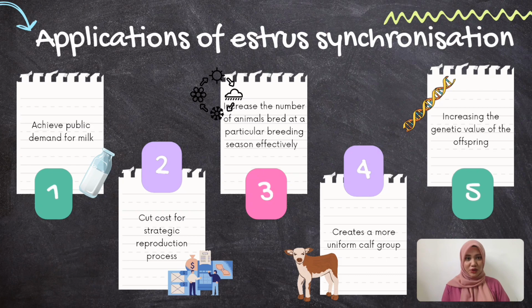First of all, in order to reach public demand for milk, dairy farmers need to change their breeding routines. Estrus synchronization enables this change in the herd's breeding routine to allow dairy farmers to produce milk for human consumption year-round, even during winter. Secondly, it enables the farmers to reduce costs involved in the hire of artificial insemination technicians and semen import for strategic reproduction. Concentrated calving and uniform weaning save time as it's cheaper than having individual cows in heat throughout the year. Furthermore, it is very effective to increase the number of animals bred at a particular breeding season.